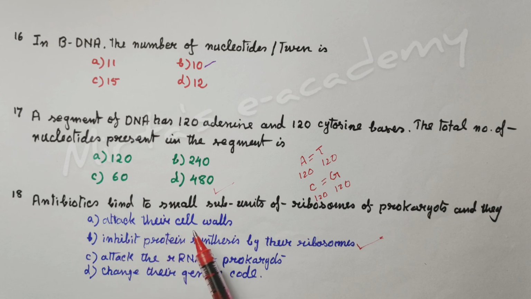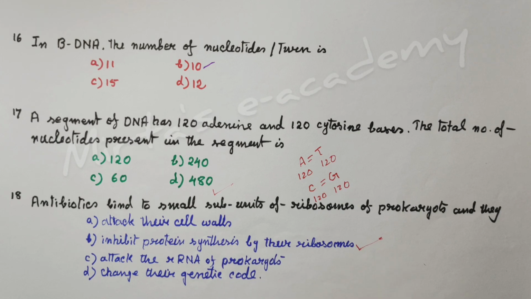Antibiotics bind to small subunits of ribosomes of prokaryotes and they attack their cell walls; inhibit protein synthesis by their ribosomes; attack the rRNA of prokaryotes and change their genetic code. They inhibit protein synthesis and B is the answer.